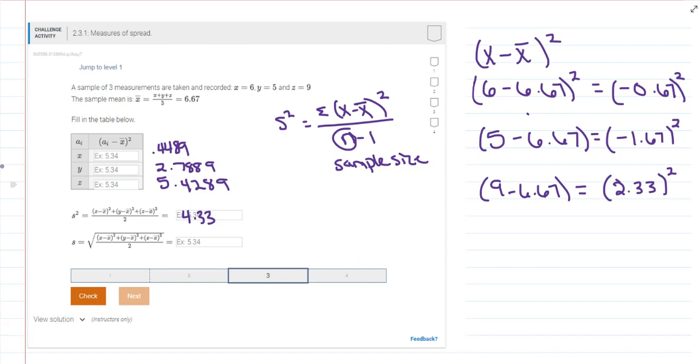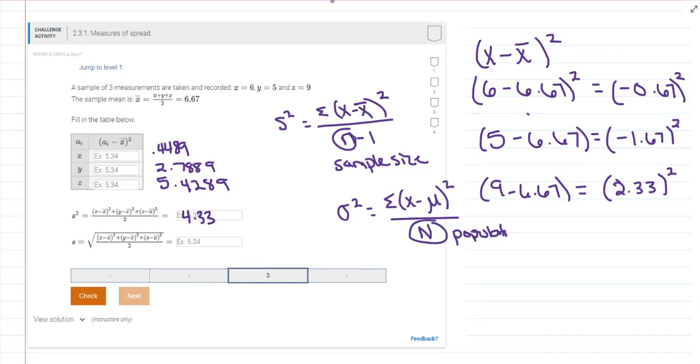Now, if this was a population, it just looks like this. And this is for variance. The sum of x minus x bar, which really, we're going to be using the Greek letter for x bar, which is your mean. They're the same though. And then it's going to be over big N, which is your population. Again, the question told you it was a sample. So you're going to want to look for that hint in the question if they don't already give you the formula. So they're already giving you part of the formula here.